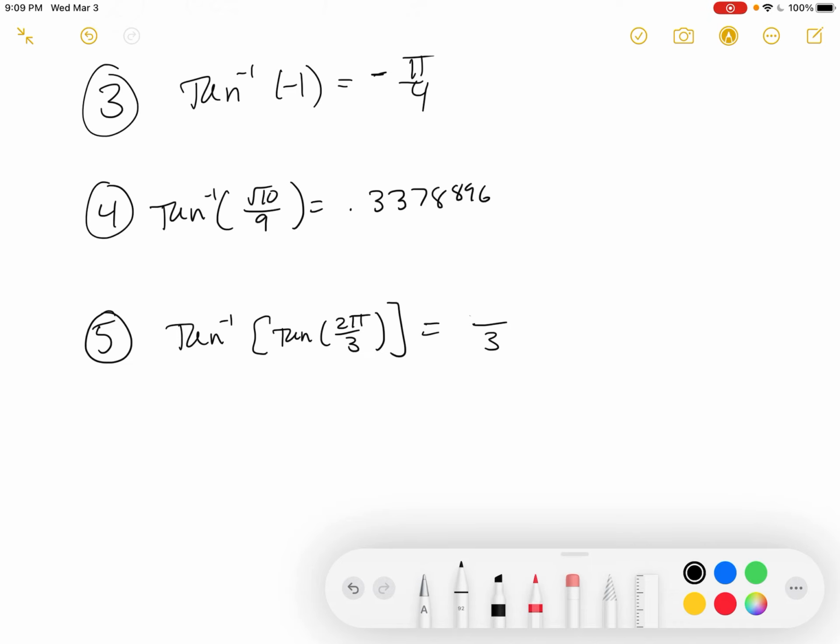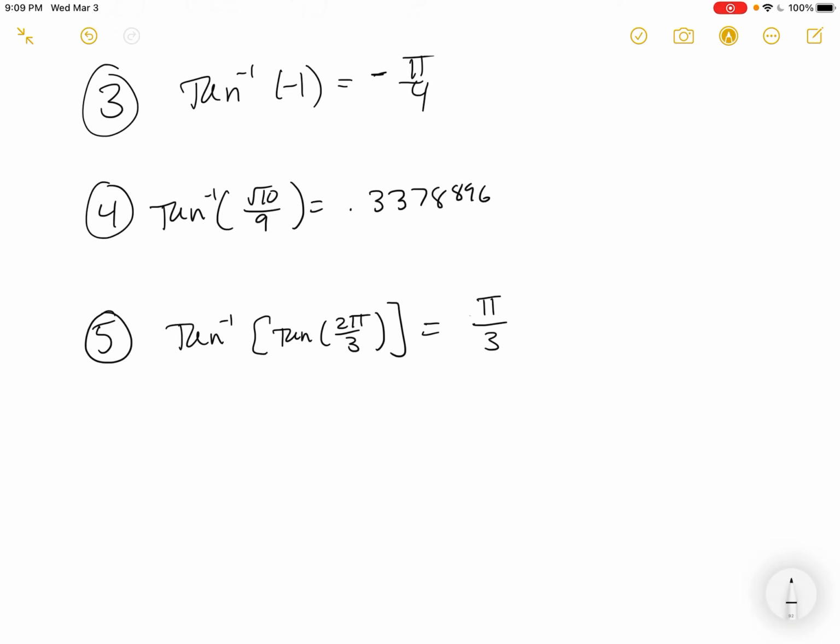So what's the range of tan inverse that you learned in your prerequisite course? From negative pi over 2 to pi over 2. Not including those pi over 2's because this is where it's undefined.